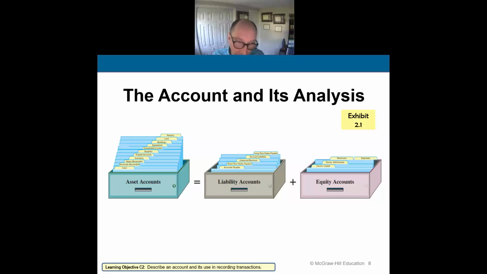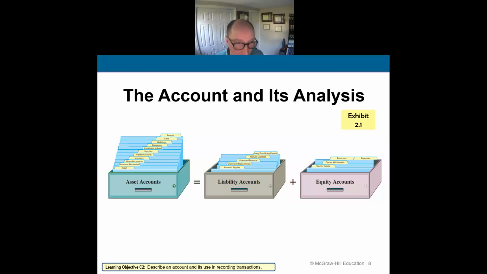Under asset accounts, we have cash, accounts receivable, notes receivable, inventory, prepaid accounts, supplies, which is also called inventory. I'd rather the book called it inventory, so let's call it inventory. Investment in land, equipment, buildings, patents, and so on. These are all asset accounts. I want to focus on a couple of these. Cash, as you know, is physical cash. Accounts receivable is when a customer owes the business money, and you expect to collect it.